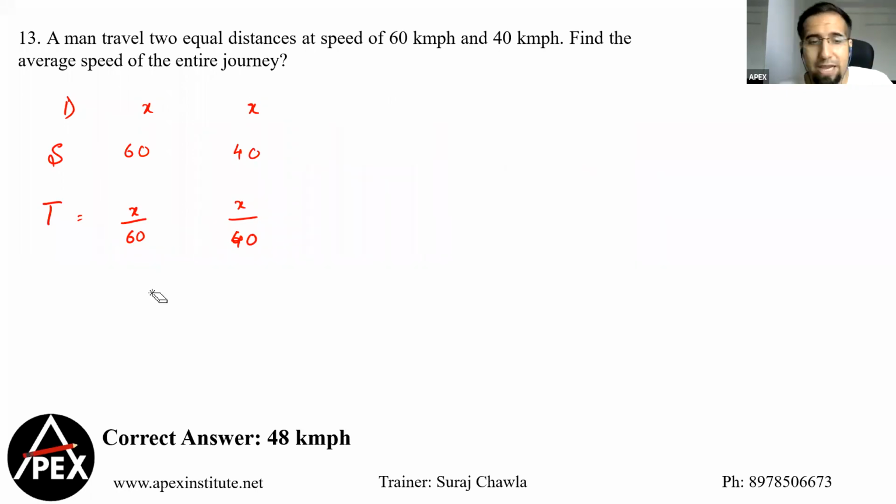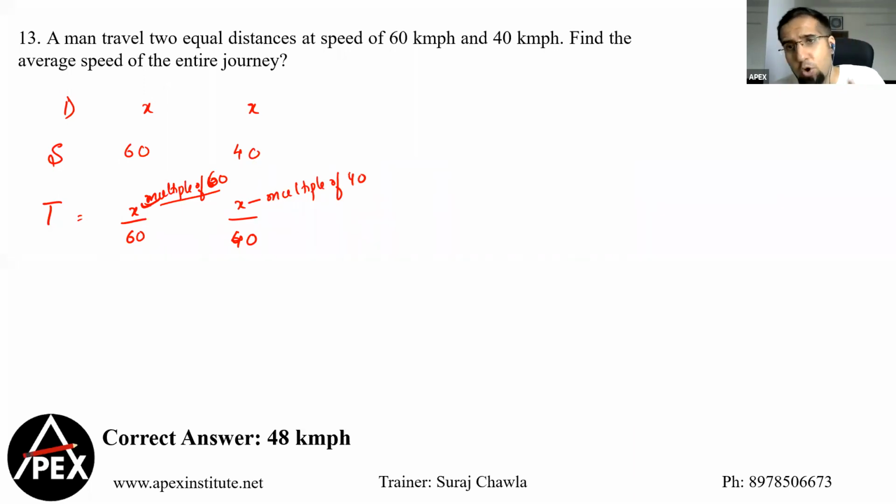If I do not want a fraction, can I say that instead of x, if my numerator is a multiple of 60, then I will not have a fraction here? Quick responses, please. Similarly, here instead of x, if I assume x to be a multiple of 40, I won't have a fraction.